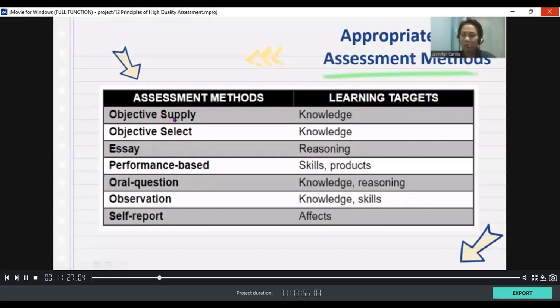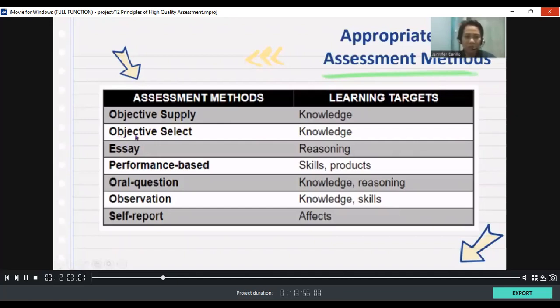Objective supply means the students will supply the answer. Example, identification, fill in the blanks, enumeration, labeling, listing. So those are examples of objective supply type. It will only assess knowledge of the students, their ability to recall information.